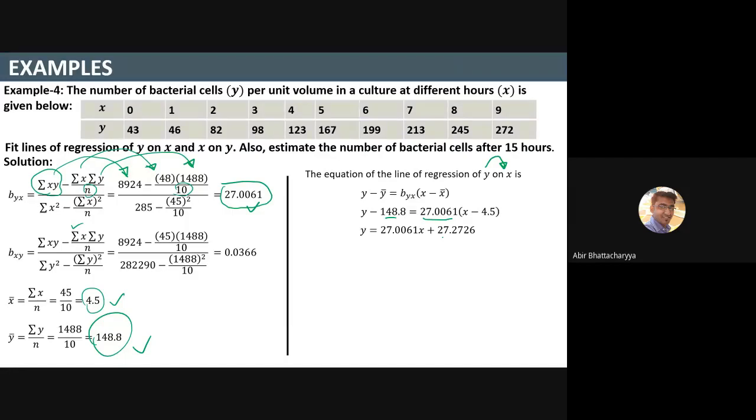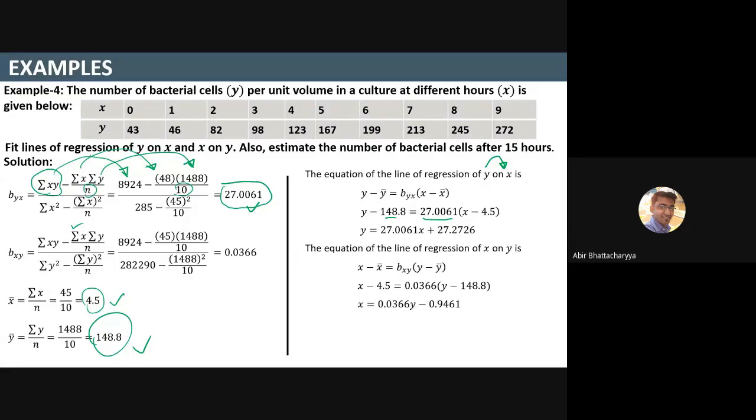Similarly, we can calculate the regression equation of x on y. X on y means x minus x bar equals bxy times y minus y bar. If I put in the formula, we'll get these things. Simplifying, we'll get x equals 0.033x... 0.366y minus 0.9461. Just multiplying, calculating and simplifying these things. Once I get it, this first question has been solved.